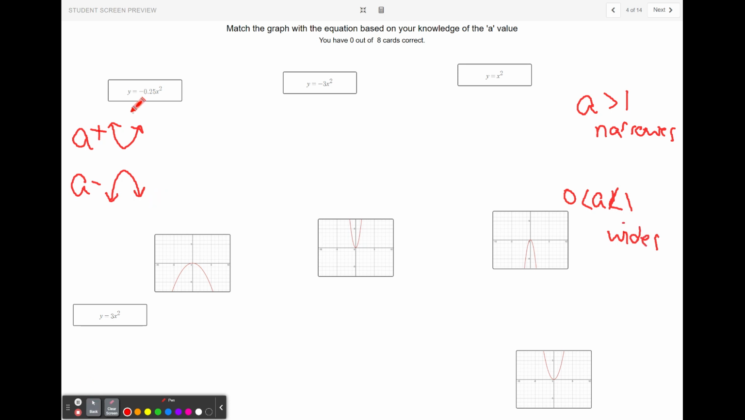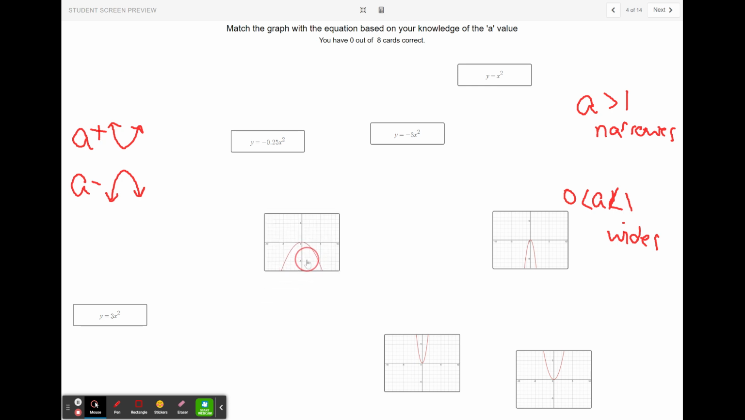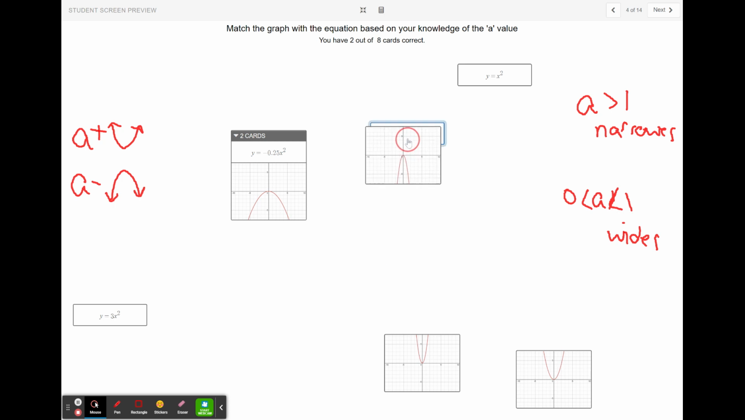So I'm going to pick all the negative signs first. I see a negative and I see a negative, so I know my graphs are going to be upside down. So I have this graph and I have this graph. Now, 0.25 is between 0 and 1, so my graph is going to be wider. Negative makes my graph flip, reflect. 3 makes it skinnier or more narrow.